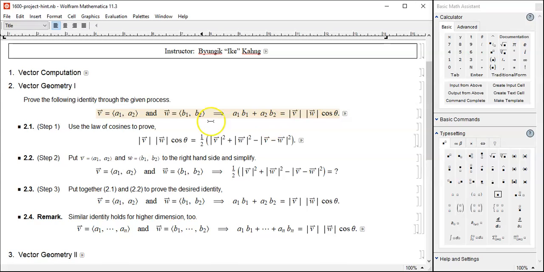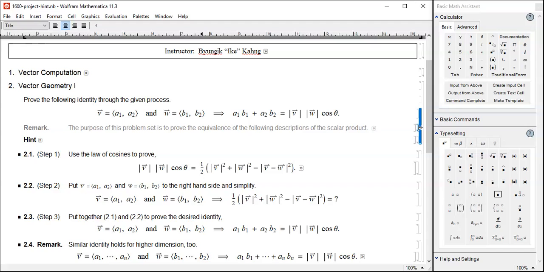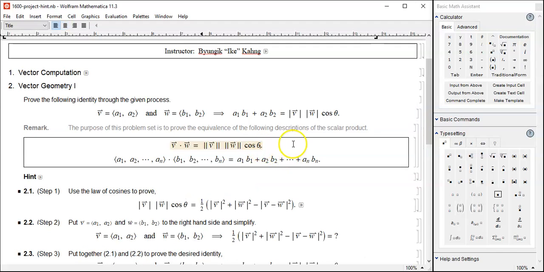The component expression a1b1 plus a2b2, multiply the x-coordinate and y-coordinates together and then adding them up, versus the trigonometry or geometry expression, the length of vector v times length of vector w times cosine of theta, where the angle theta is the angle between the two vectors. In general, as a matter of fact, we have these two expressions.